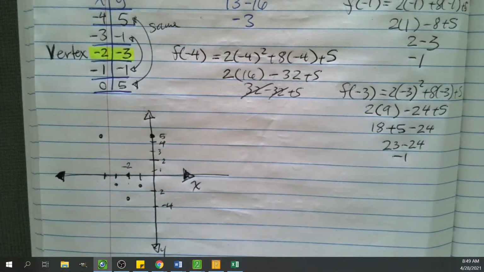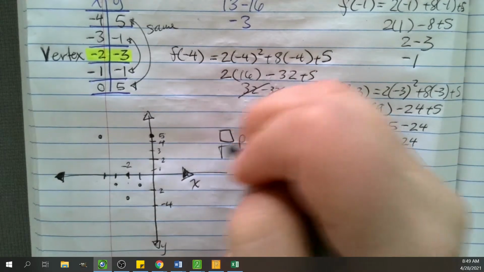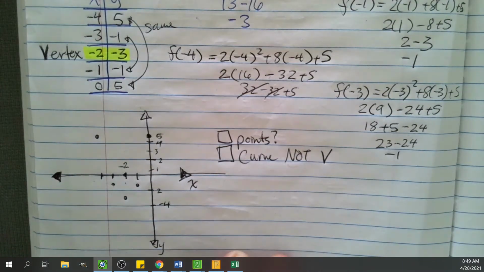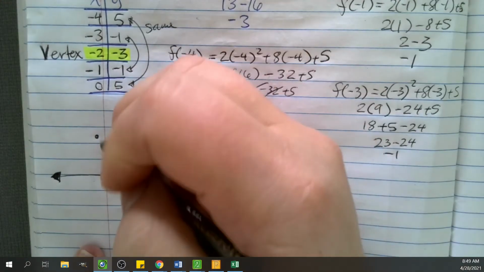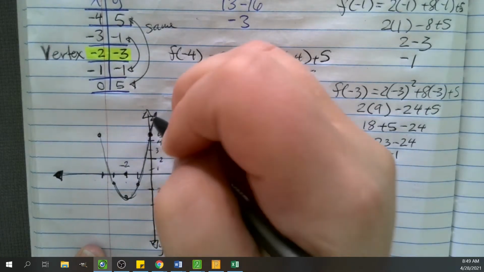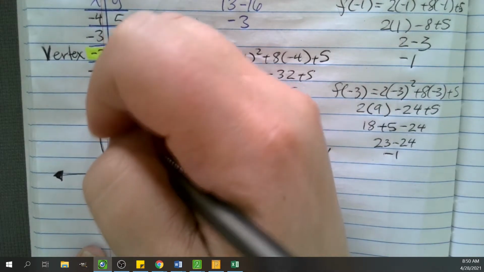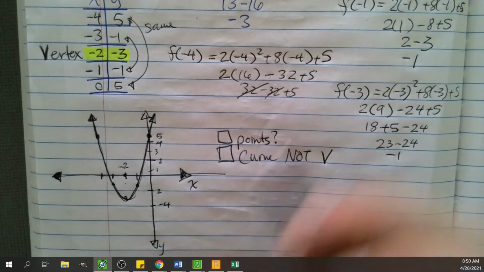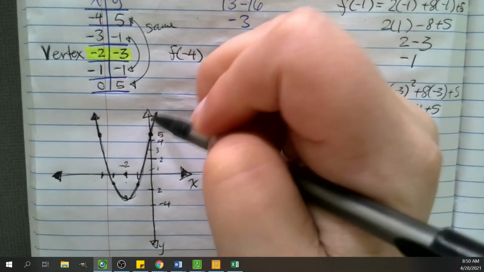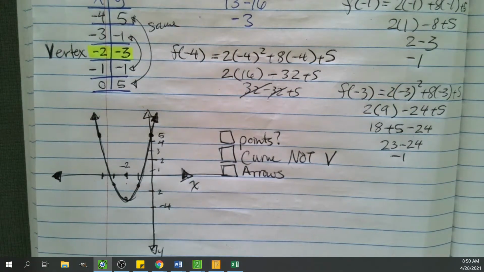Things I'm looking for on the graph. Do you have your points? Is the graph a curve? Not a V. A V is an absolute value graph. This has to have a U shape. I'm also looking for arrows. The arrows mean that your graph continues on forever. If you don't have arrows, your graph is not complete.